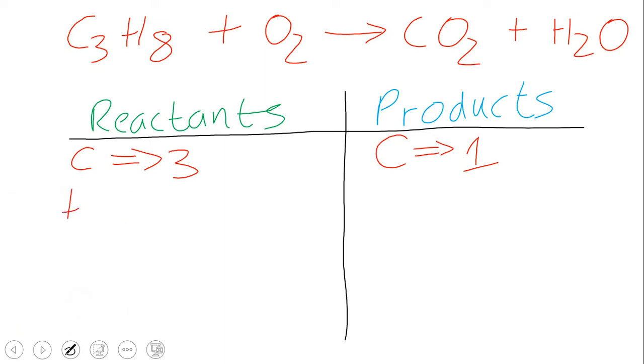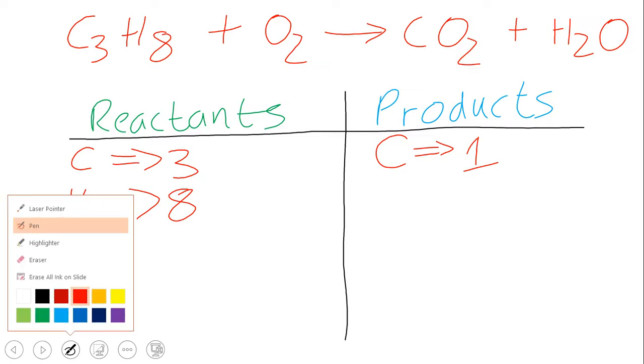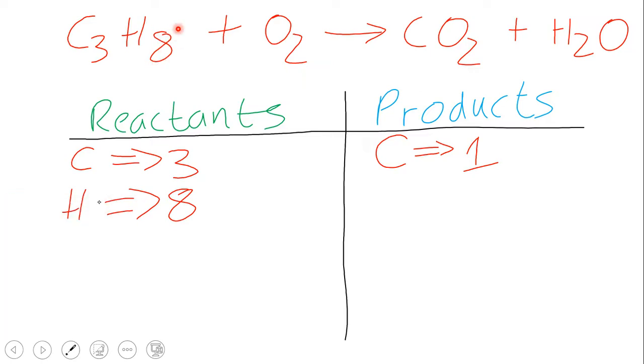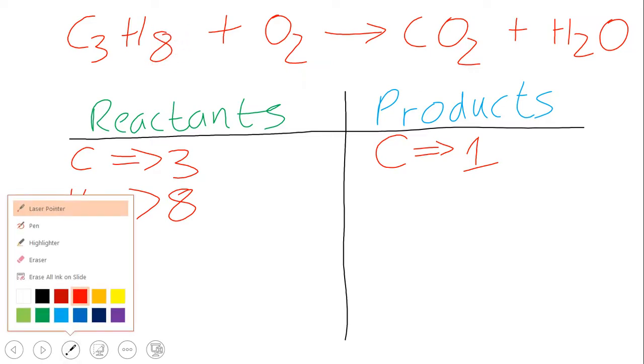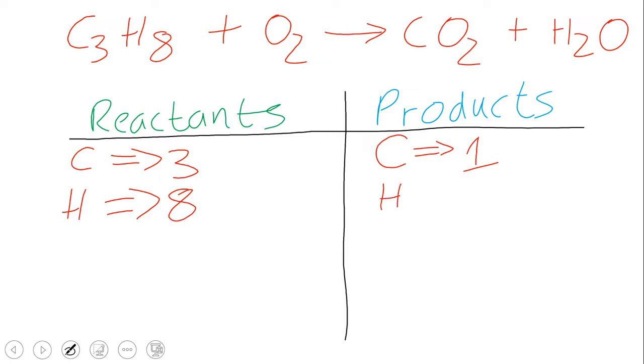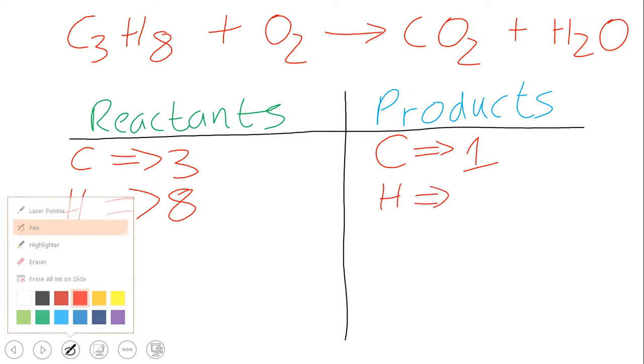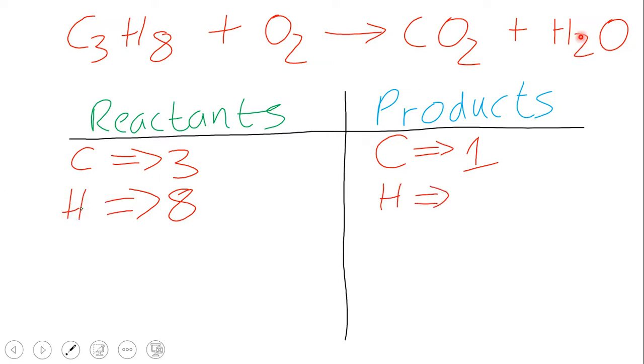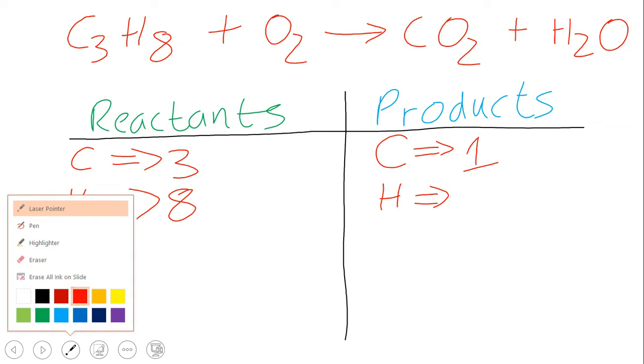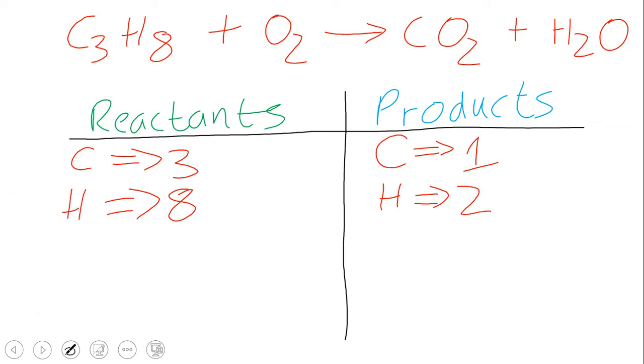Moving further, for hydrogen on the reactant side we have 8, and we know that because we have H8. For hydrogen on the product side, notice the 2 in front of the H. That means that we have 2 for hydrogen. So on the reactant side we have 8, and on the product side we have 2. That means that we have an imbalance here.